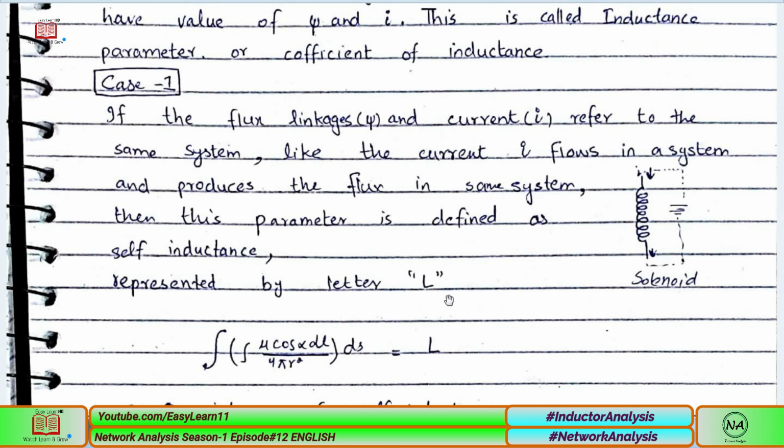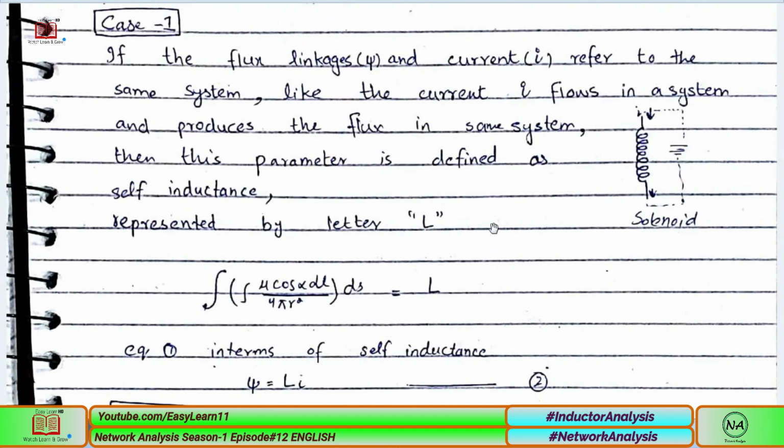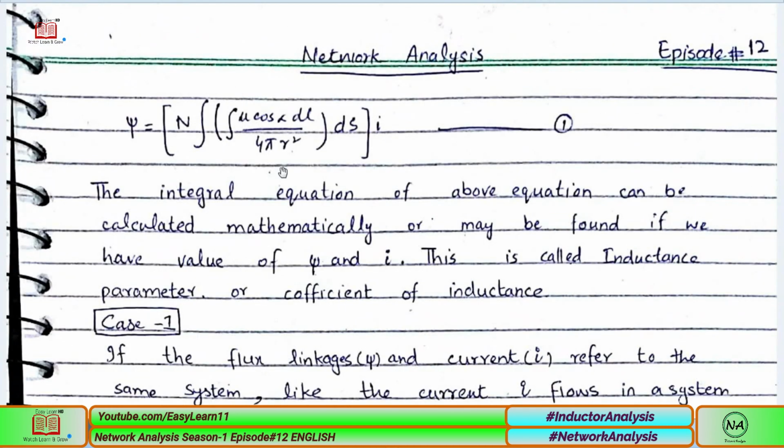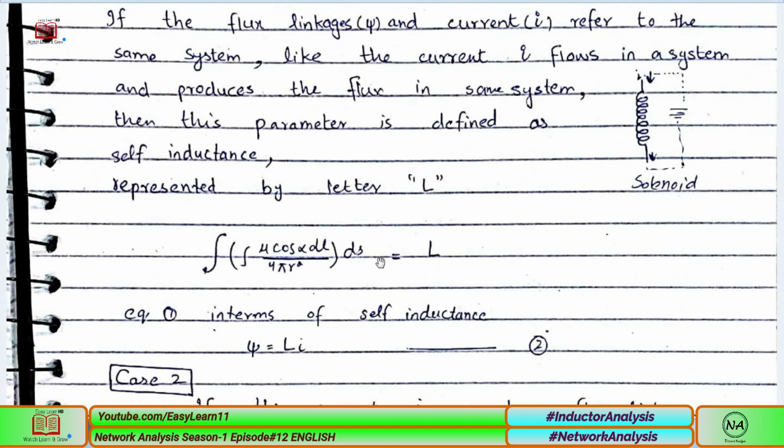As the name indicates, self-inductance means the inductance due to the self-production, self-produced. So in this case, suppose we have a system in which the flux is produced due to self-inductance, like a solenoid case. Then this inductance parameter, the coefficient of inductance in this equation, is replaced by L.